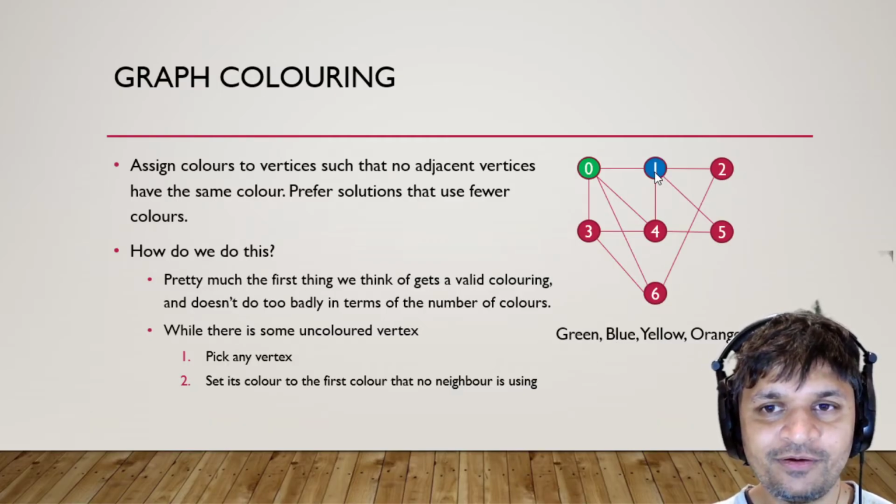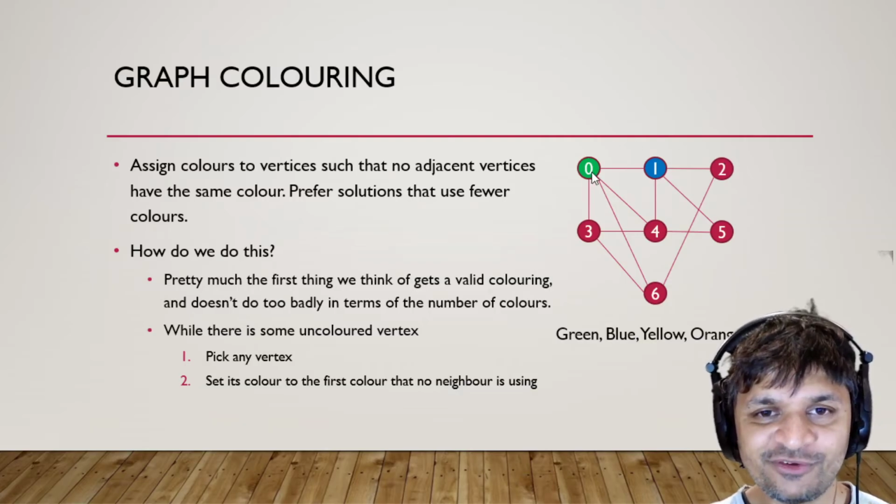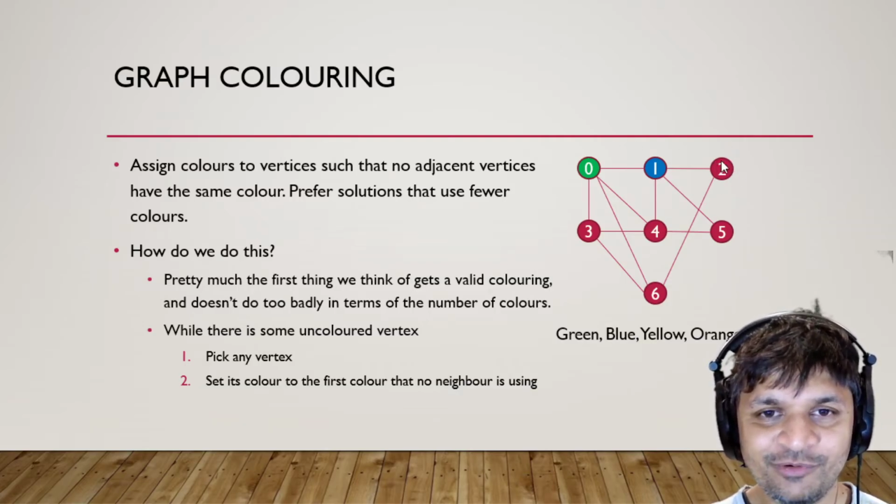Okay. When I get to vertex 2, I look at my list to say green. Is there a neighbor using green? Actually, no. So vertex 0 is using green, but vertex 0 is not a neighbor of vertex 2. There's no edge between 0 and 2. So I can set vertex 2's color to green. Right? I'm happy with that.